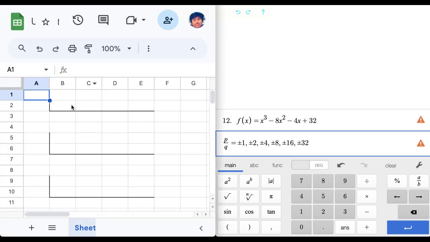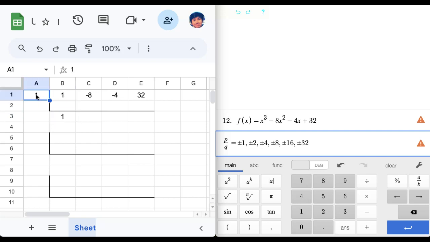Okay, so I just have a little template here of how we do our synthetic division. Let's just start from the very top. So positive 1. Right, our expression is x cubed minus 8x squared, right? We're just taking the coefficients here and then applying synthetic division. So you can add on the way down.